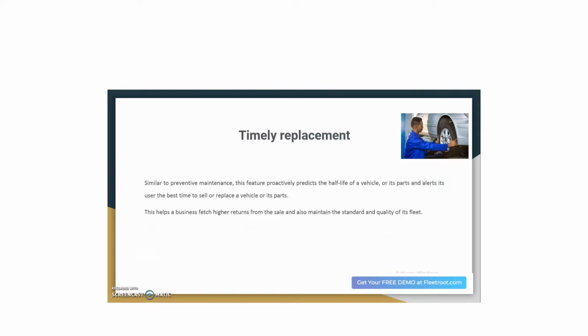Now let's discuss timely replacement. Similar to preventive maintenance, this feature proactively predicts the half-life of a vehicle or a part and alerts its user to the best time to sell or replace a vehicle or its part. This helps a business fetch high returns from the sale and also maintain the standard and quality of its fleet.